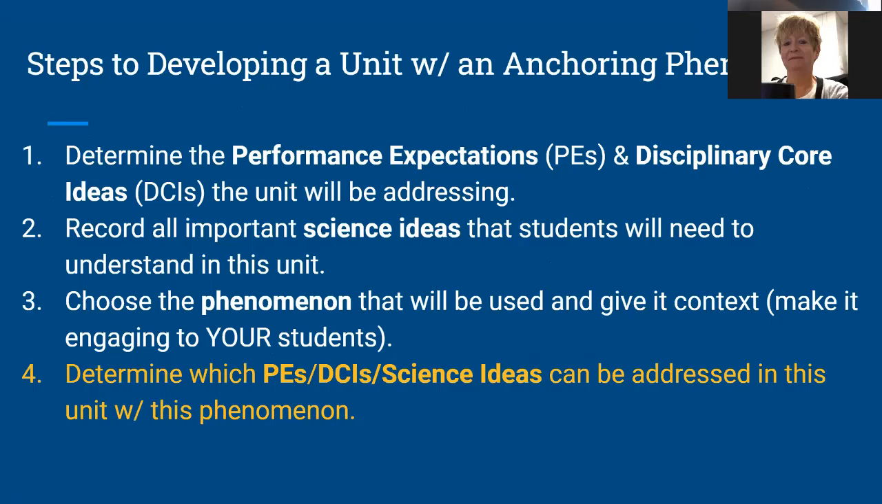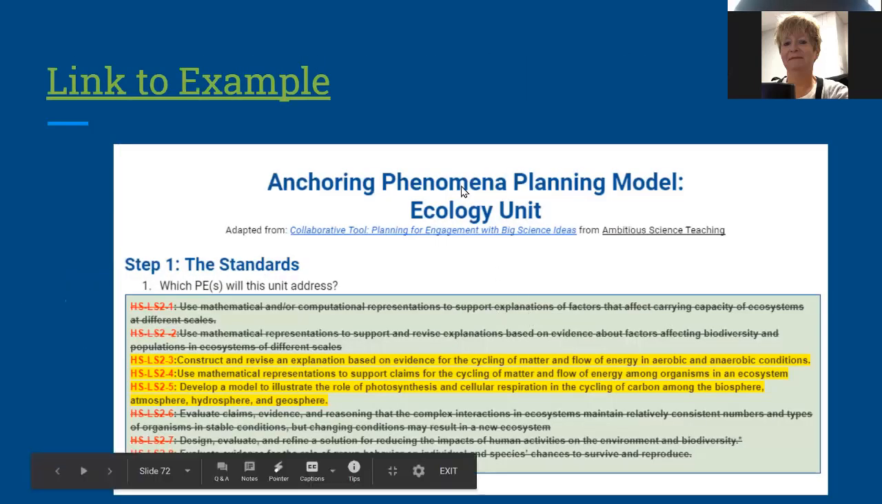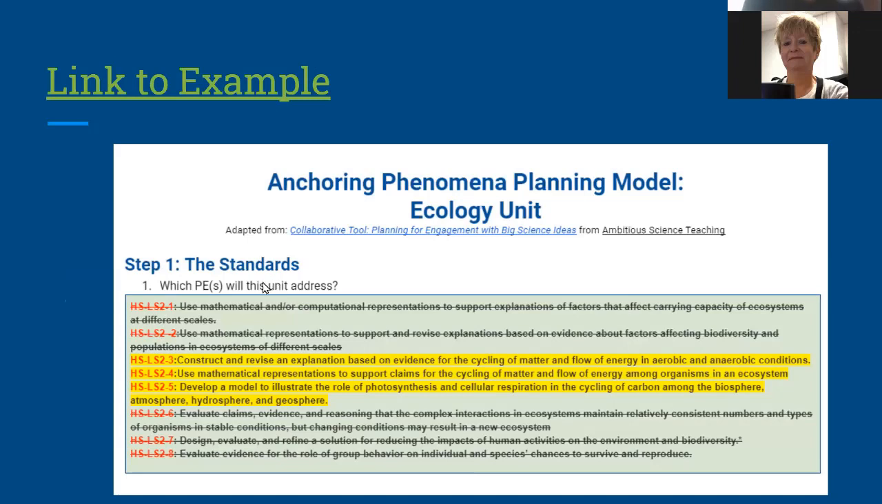All right. So like I said, the next step would be to determine which PEs or DCIs or science ideas can be addressed in this unit with the phenomenon we've chosen. We don't want to choose a phenomenon that's only going to address one PE, but like I said, it's going to be hard to find a phenomenon that addresses all the PEs within one unit. And so after we've chosen this phenomenon that we feel is applicable and acceptable, we're going to go back and look at the PEs and the DCIs and the SIs that were listed, and decide which ones we think are addressed.